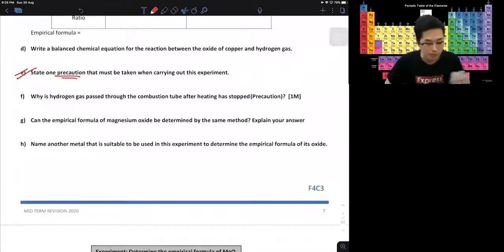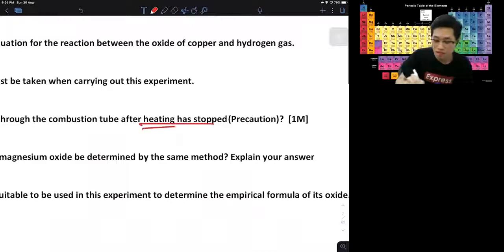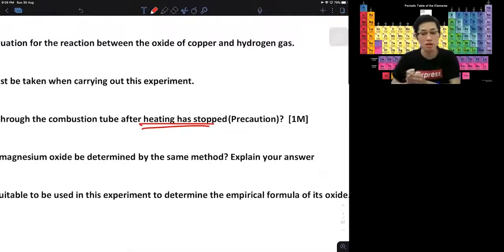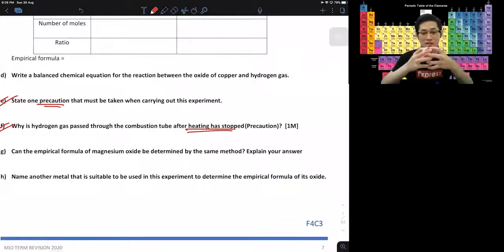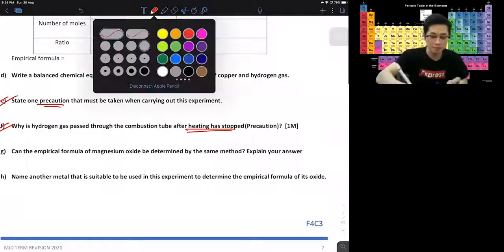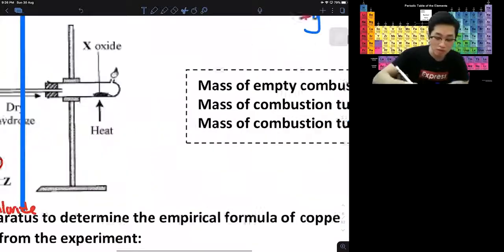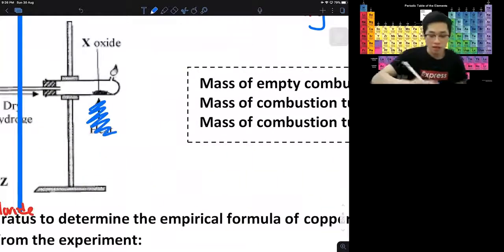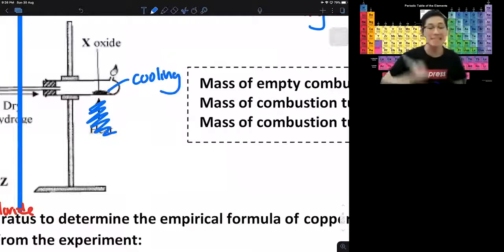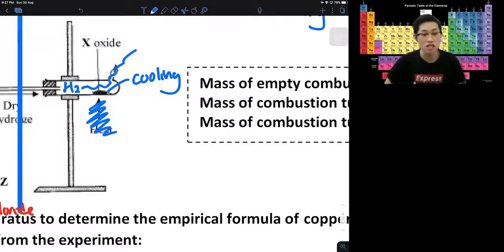And then, this question. Why is hydrogen gas passed through the combustion tube after heating has stopped? That means even if the reaction has completed, you have finished the experiment, you will still let hydrogen gas flow continuously until the whole metal is cooled to room temperature. Why? Now I'm no longer heating this part anymore. No more heating. It is in the cooling process now, but I will still let H2 flow continuously.